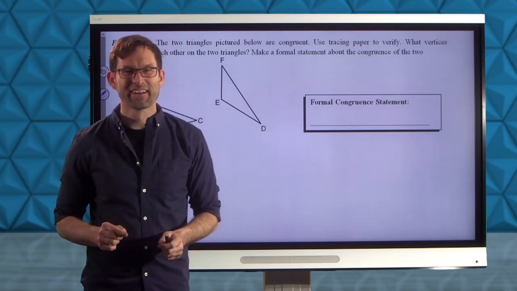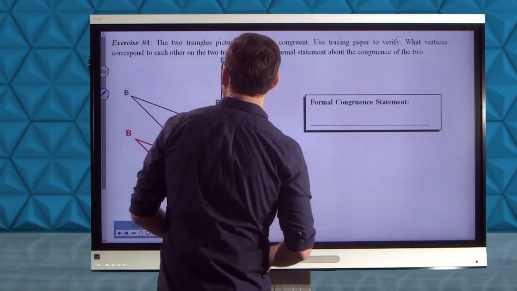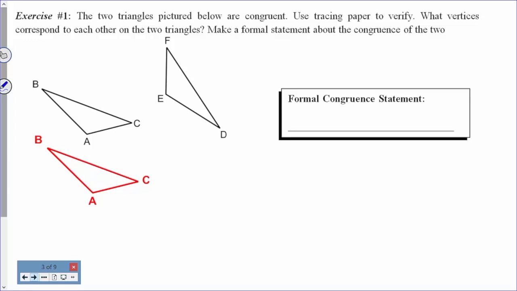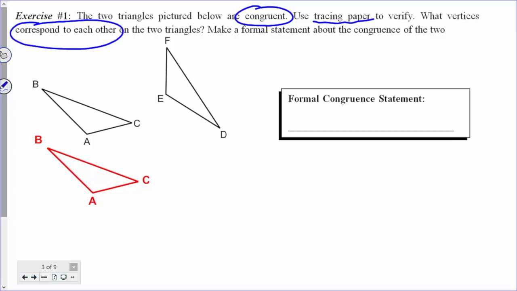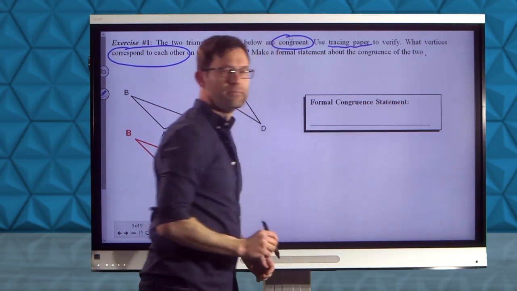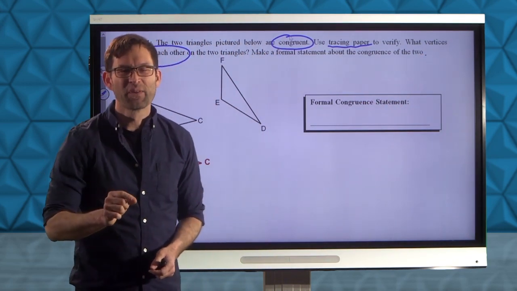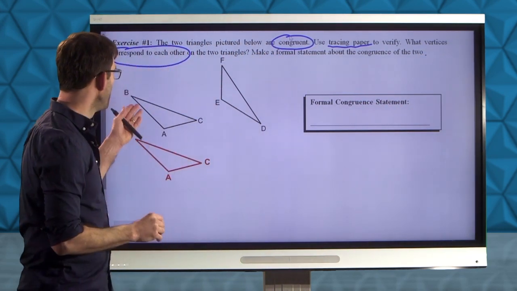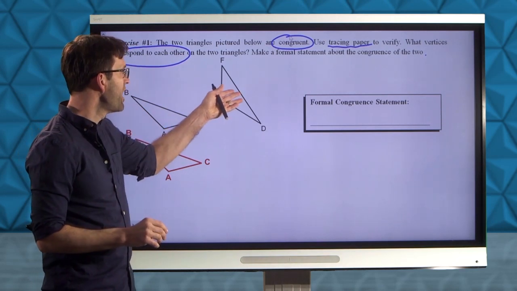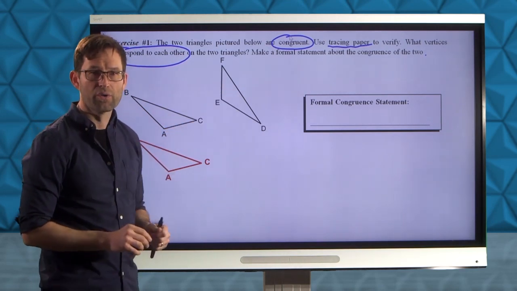All right, let's take a look at exercise number 1. The two triangles pictured below are congruent, so I'm telling you that. Use tracing paper to verify. What vertices correspond to each other? That's also very important. Make a formal statement about the congruence of the two. Period. All right, so I'm telling you that triangle ABC and EFD are congruent to each other.